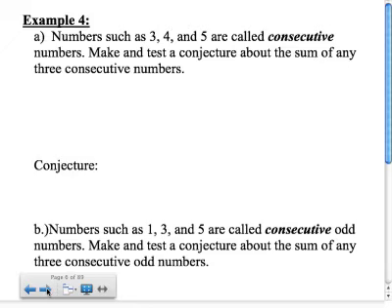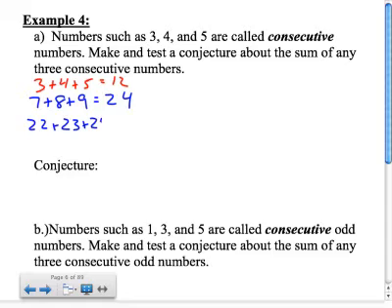Example number 4 on mine, 3 on yours, says numbers such as 3, 4, and 5 are called consecutive numbers. Make and test a conjecture about the sum of any 3 consecutive numbers. Let's see here. 3 plus 4 plus 5, that's 12. Let's take any other random ones. Let's take 7 plus 8 plus 9, that's 24. Let's see here. 22 plus 23 plus 24 is, let's see, 20, 40, 60, 69.